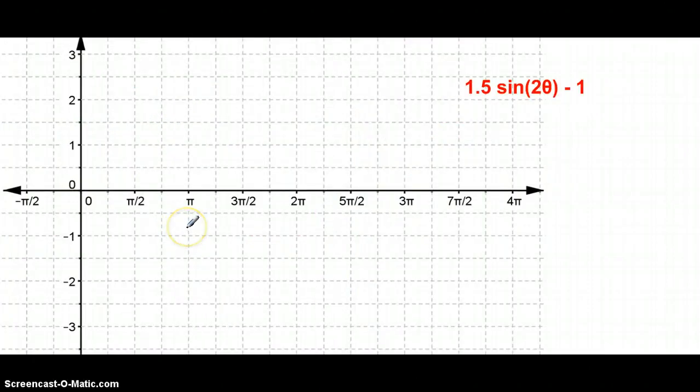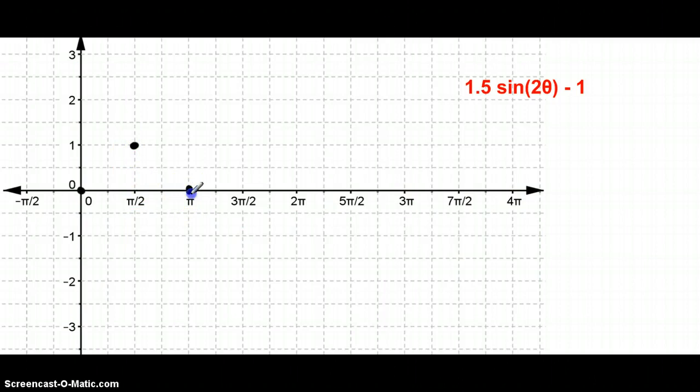Okay, let's see how we can sketch a transformed trig function. First, we're going to try this function here, 1.5 sine of 2 theta minus 1. So to begin with, we're going to go ahead and sketch the parent function sine of x. If we go to our unit circle, we'll see that we have a y value of 0 when theta is 0. When theta is pi over 2, our y value is 1.